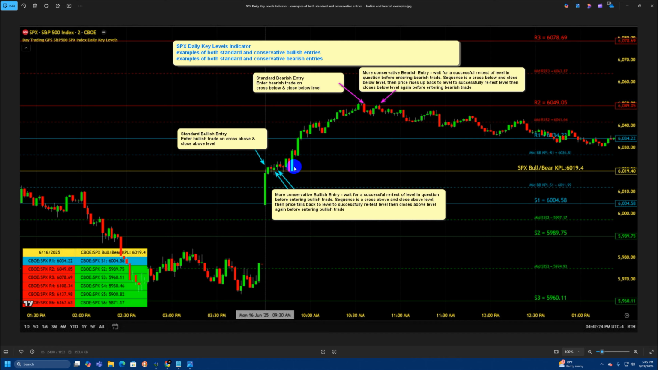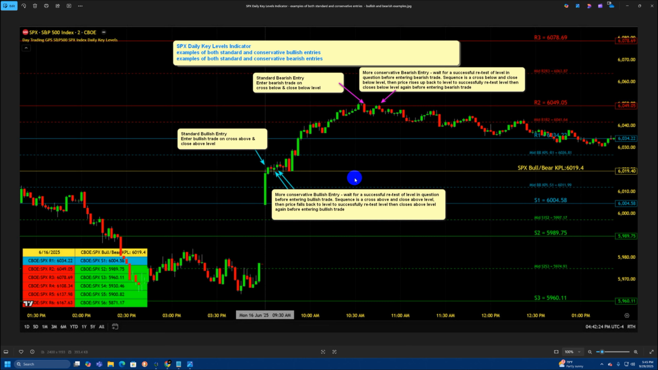Now, just to clarify, the stop loss on either one of these entries down here, whether you took the standard bullish entry or the more conservative retest-required bullish entry, your standard stop loss is the first midpoint level below the level in question you're taking the entry from. So in this case, on this sequence, this is taken from the bull bear KPL, so your standard stop loss is the first midpoint level below the bull bear KPL, so that is this level here.